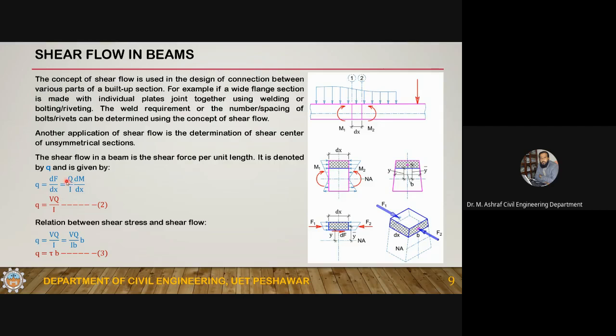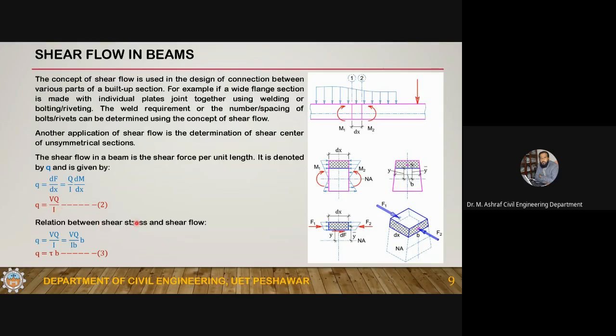Plug in the value, we know that dF is equal to Q dm by I. So this is dm by dx, and dm by dx is equal to V. So we got that q is equal to VQ by I. Okay, VQ by I. And here you can see the difference, that in the case of shear stress, we have VQ by IB. But here you don't have any B because it is per unit length. It has nothing to do with the width of the beam.